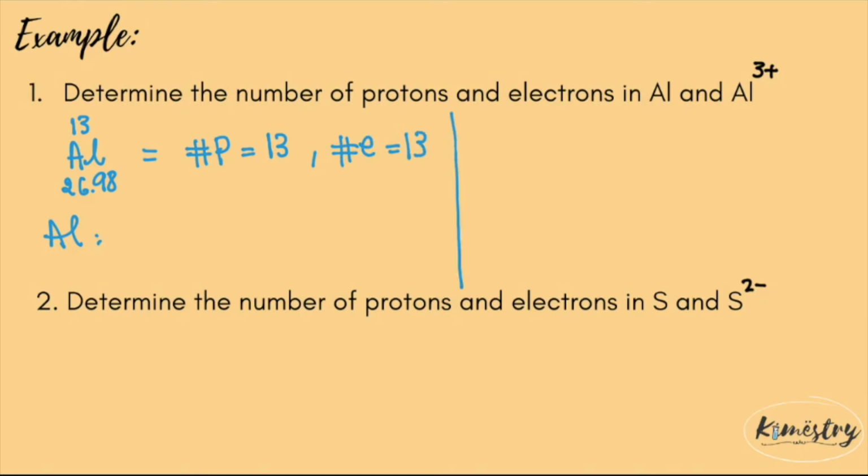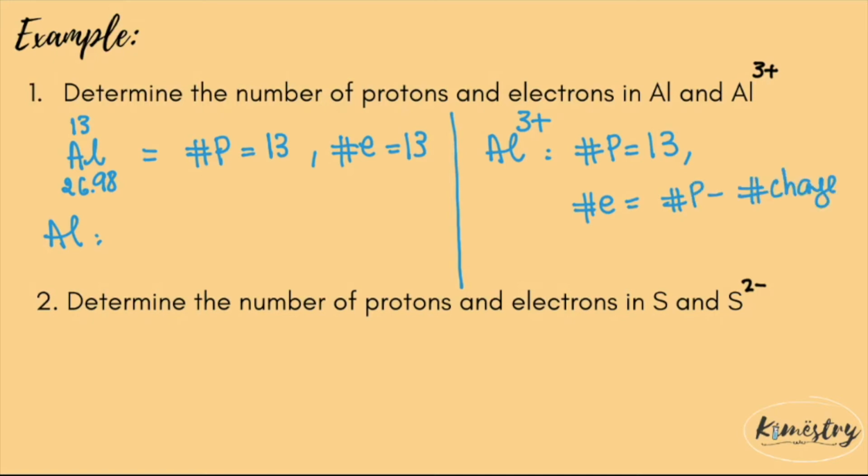However, if you do the aluminum ion, the number of protons is the same, 13, but the number of electrons is going to change. The number of electrons is equal to the number of protons minus the charge, so 13 minus plus 3 equals 10.